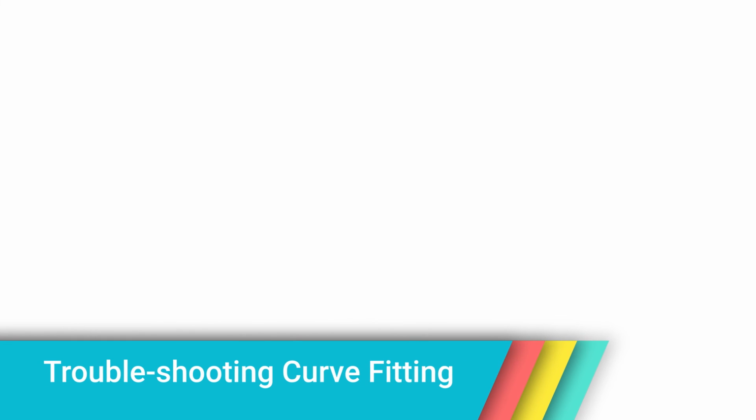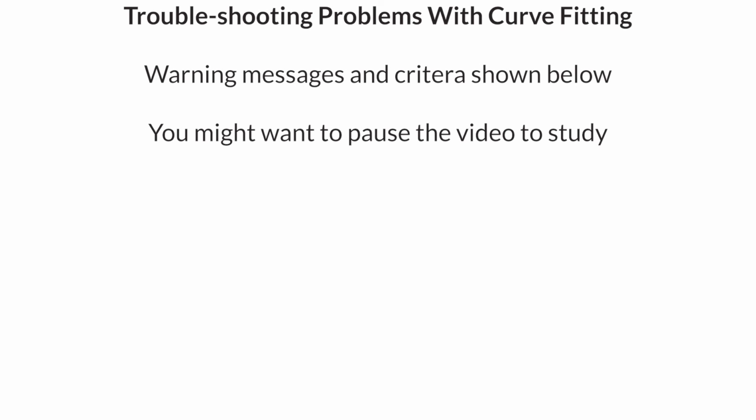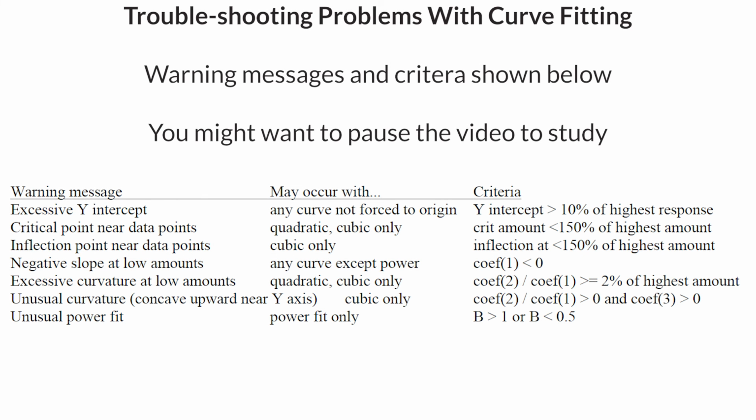Troubleshooting problems with curve fitting. Occasionally, one may obtain a calibration curve that does not meet expectations. Certain curve problems cause warnings whenever the calibration file is saved or printed, and whenever the user moves to the Statistics tab section. The following table lists the warnings and describes when and why they occur.